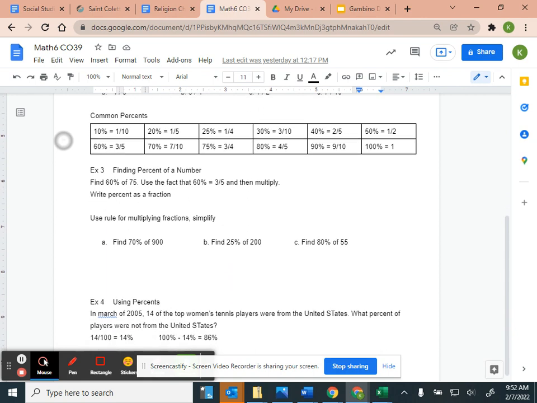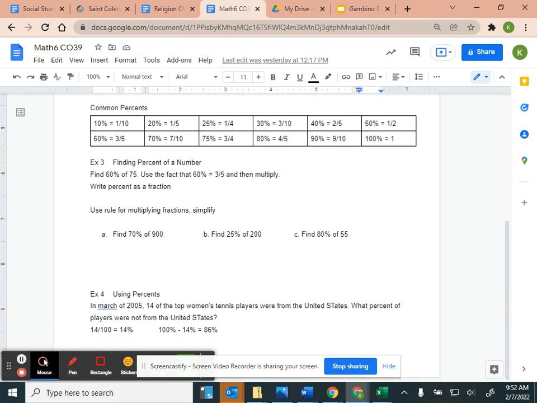So then we have some common percents. And they're giving you some percentages and what the fraction is. And if you were to sit down and work it all out, you would see how we got that 10% being 1/10. Well, we know to go from 10 to 100, we multiply it by 10. 1 times 10 is 10, and that's how we get 10%. So there are some that you can just have memorized.